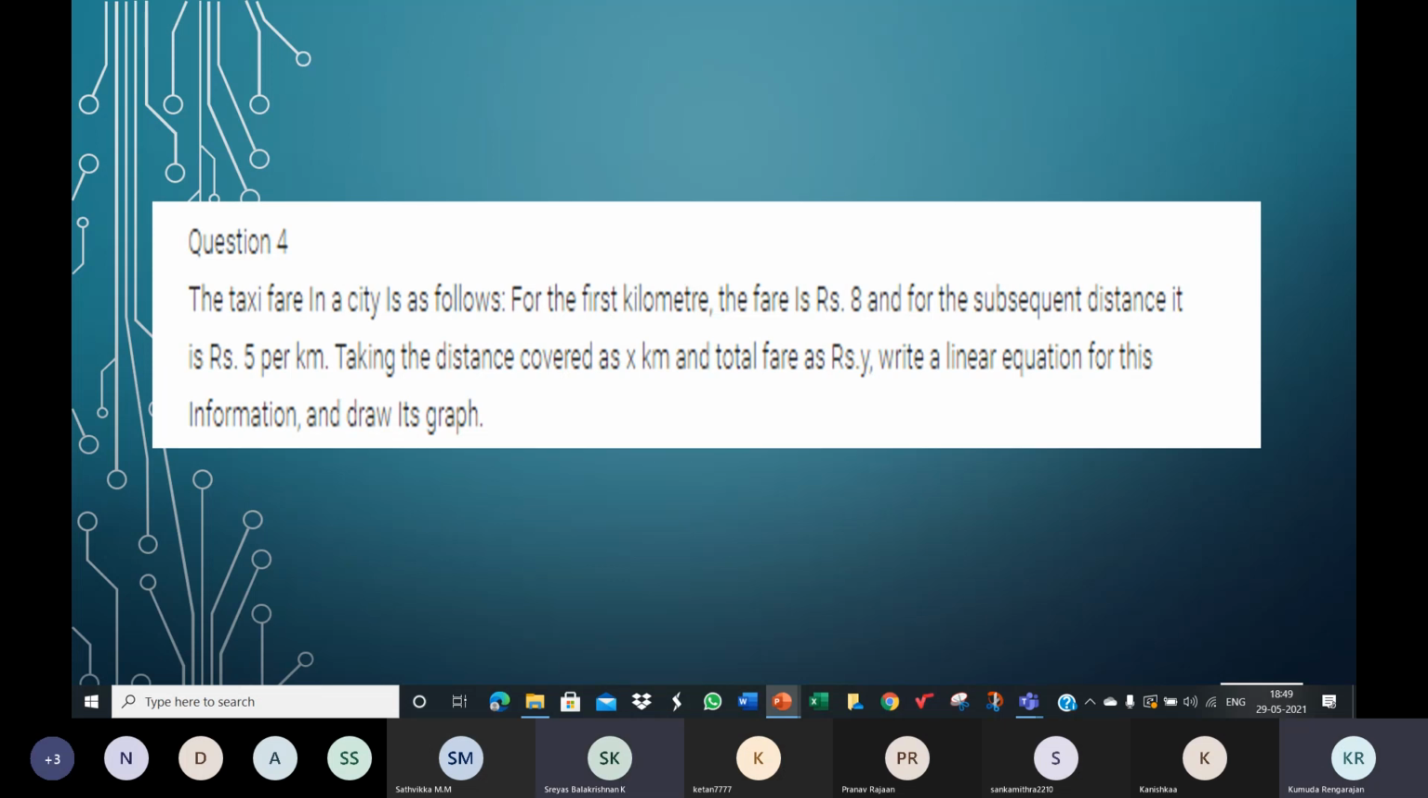Ma'am, we saw a similar sum like this, no, ma'am? Yeah, that's what even I'm not able to make out. Is it similar or the same one? Please flip back and check and let me know. No, ma'am. For the first kilometer, it will be 10, ma'am. For the first one, it is 8, ma'am. Okay, thank you, Pranav.